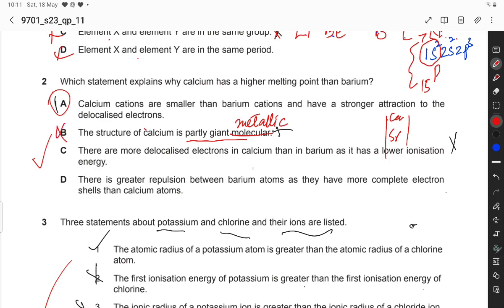There are more delocalized electrons in calcium than in barium, as it has lower ionization energy. Valence electrons, there are more delocalized electrons in calcium than in barium. Both are present in the same group, so that's why there are not more delocalized electrons. It has two electrons which are delocalized in group 2, so that's why it is also incorrect.